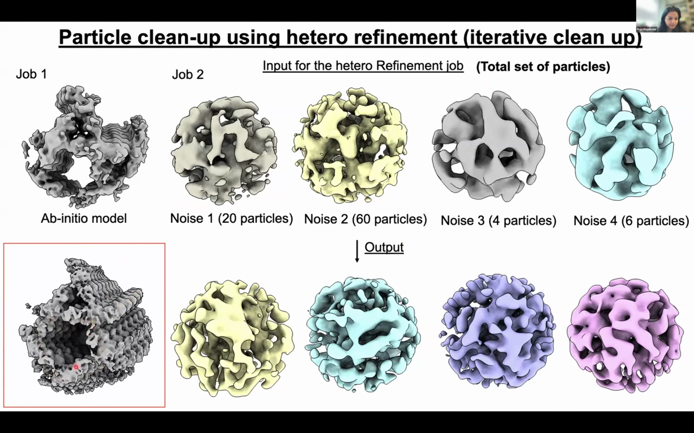Once we are happy with the cleaned volume map, I performed the 3D classification job. In the 3D classification job, class 1 and class 2 looked good. I used class 2 for the further refinement job, used non-uniform refinement, and it refined the map to 3.4 angstrom resolution.